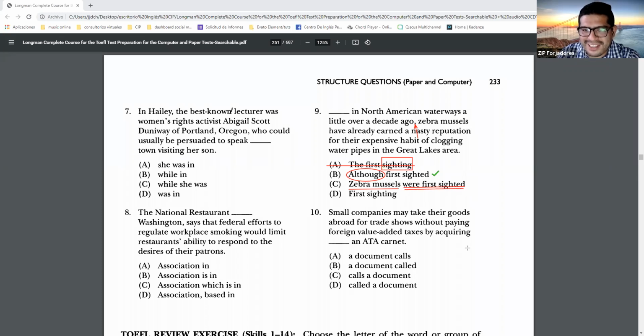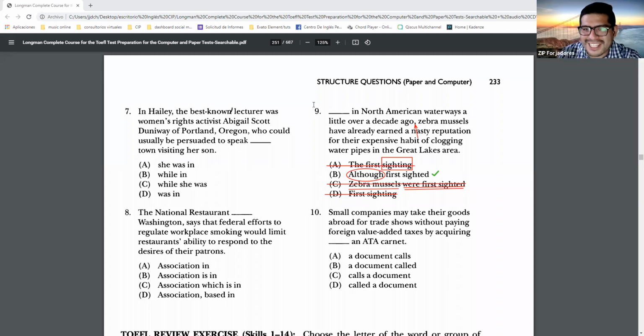Very good. And why can it not be? Because I need a connector. That's right. That's the only reason, right? Of the comma, yes. And letter D is the same. First sighted is just the subject. We need a verb and a connector. So the only one that has a connector and a verb is letter B, but it's reduced.